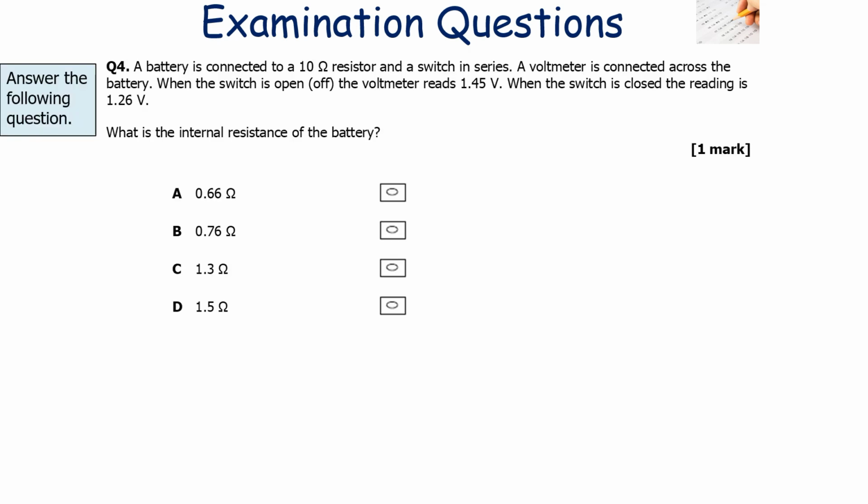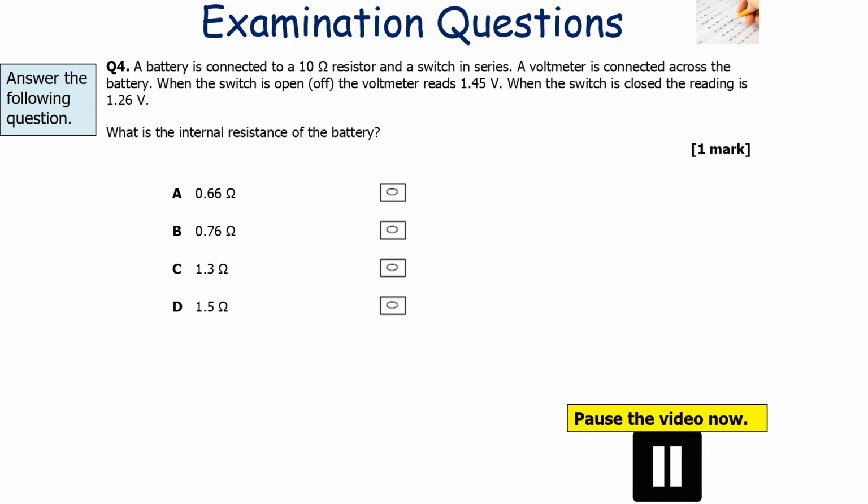The next question shows a battery connected to a 10 ohm resistor and a switch in series. A voltmeter is connected across the battery. When the switch is open, the voltmeter reads 1.45 volts. When the switch is closed, the reading is 1.26 volts. What is our internal resistance of the battery? So pause the video now, then unpause the video when you want to go through your answer.